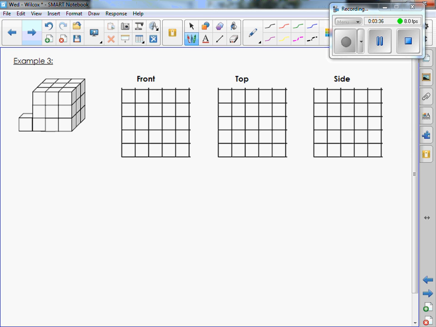Try the next example on your own. You're going to draw all 3 views, front, top, side. Let's assume that this is the front, and then this shaded part is the side. Go ahead and draw those pieces with that given information.